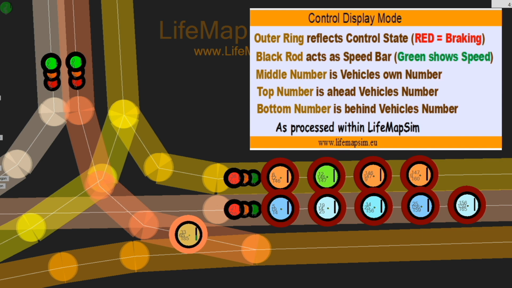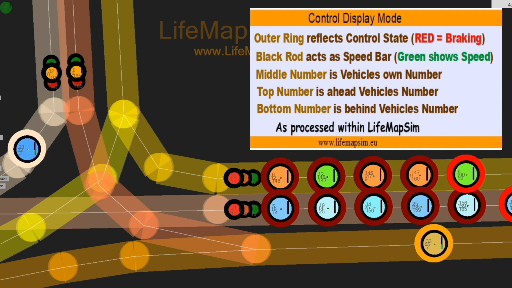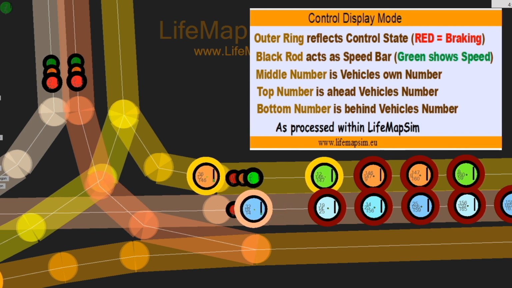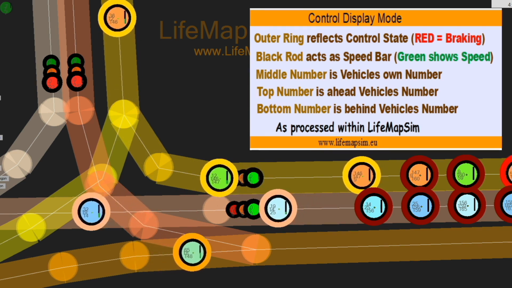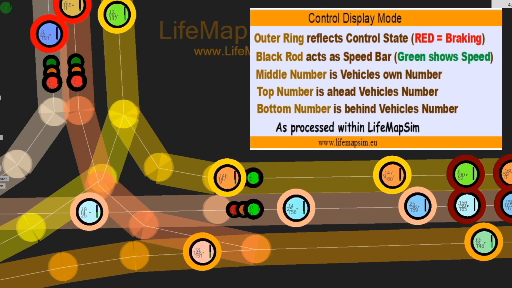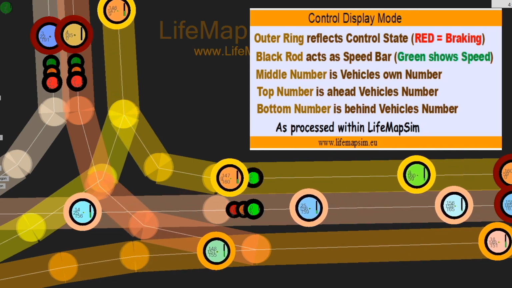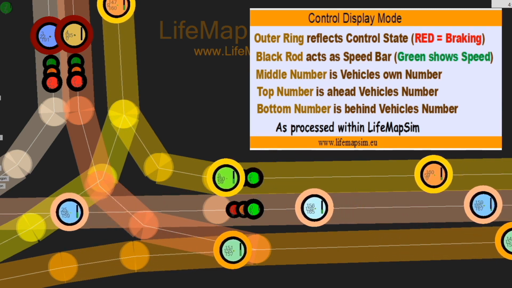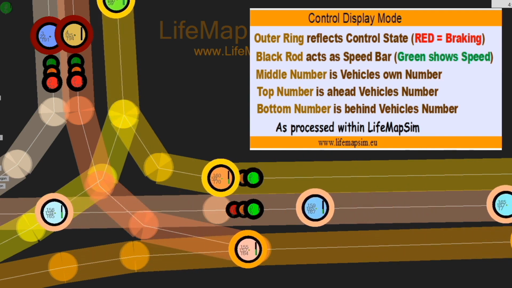As shown here, vehicles appear as circles with the outer ring revealing their internal control states. Red is for braking, brown for standstill, and so on. In the perpendicular bar, the green part is related to speed. If at standstill, the bar turns completely black. And finally, there are 3 numbers. The middle one is the vehicle's unique identity number, whereas the top and the bottom ones are the numbers of vehicles ahead and behind. They indicate that a digital communication between them is established.